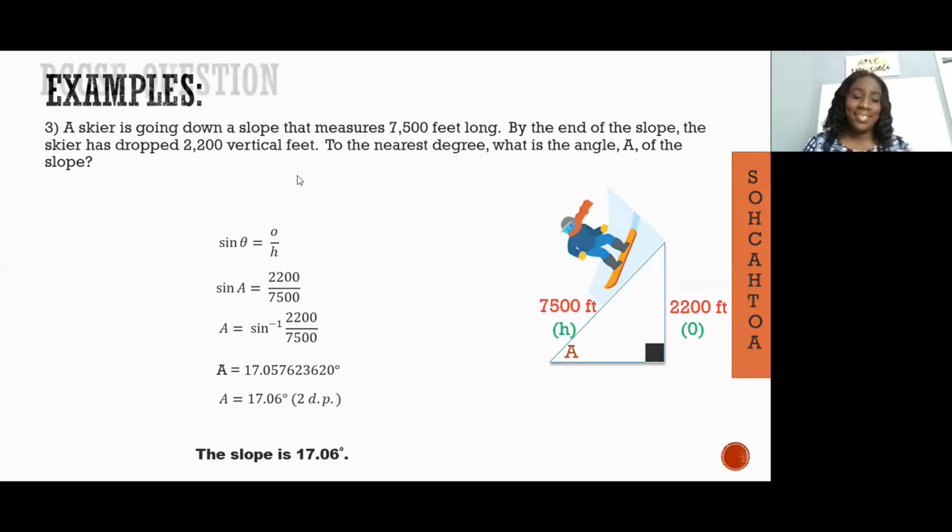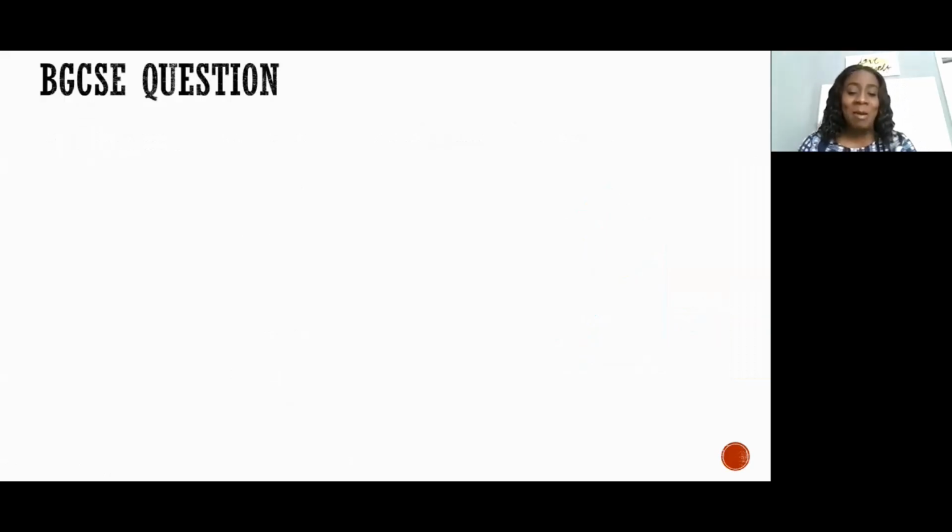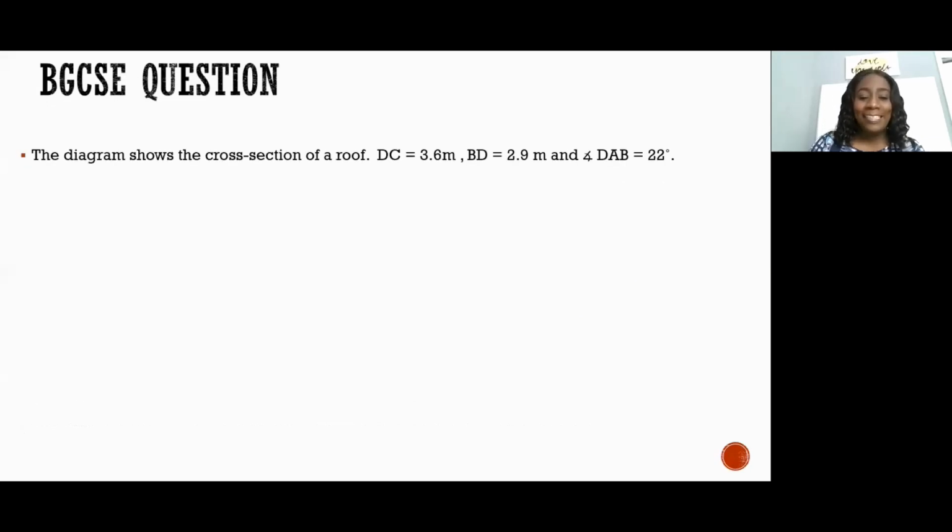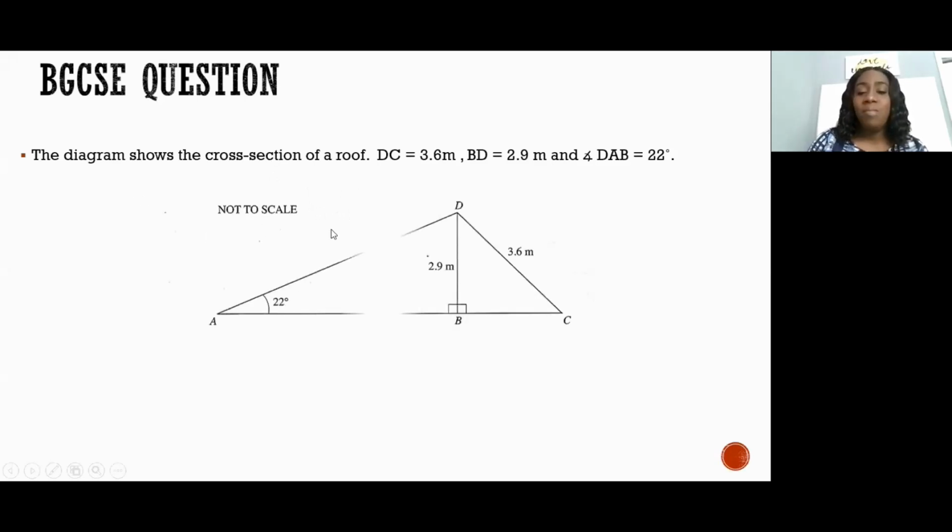Here's my treats. We're going to do a BGCSE question. All right. So it says the diagram shows the cross-section of a roof. DC is equal to 3.6 meters. BD is equal to 2.9 meters. And angle DAB equals 22 degrees. So this is the description that they gave me in the BGCSE question, and then they gave me the diagram. So here's my diagram, all right? Now let's read the rest of my question.